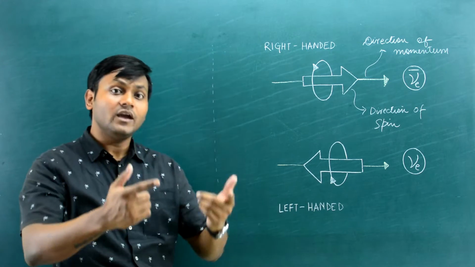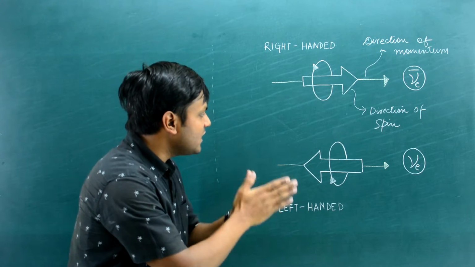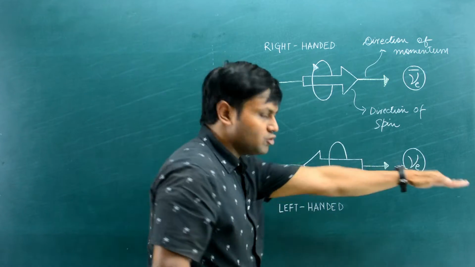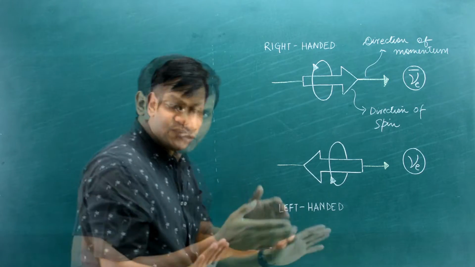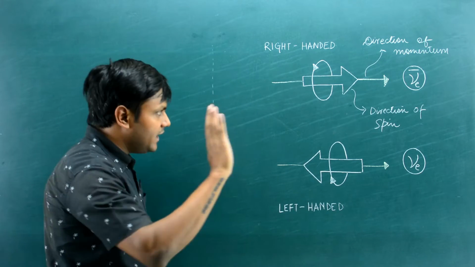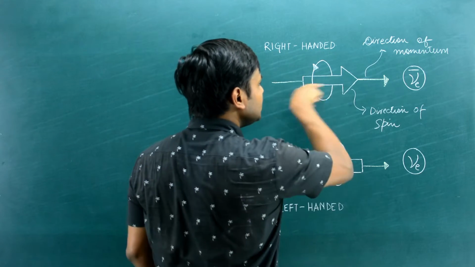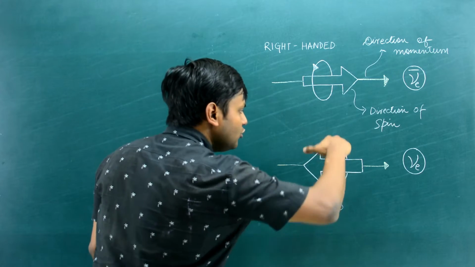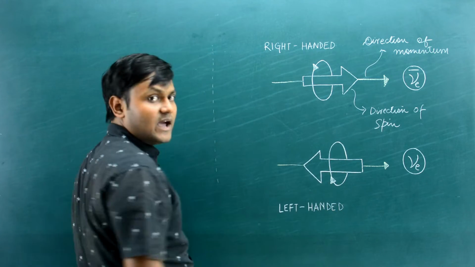There is another way of distinguishing right-handedness from left-handedness, by using these arrows. As I said, the green arrow represents the direction of motion of the particle, and the bigger arrow represents the direction of the spin angular momentum. For example, if I use my right hand to curl up in the direction of the spin, then my thumb points towards the direction of the spin angular momentum. Again, if I use my right hand to curl up in the direction of the spin, then the thumb represents the direction of the spin angular momentum.